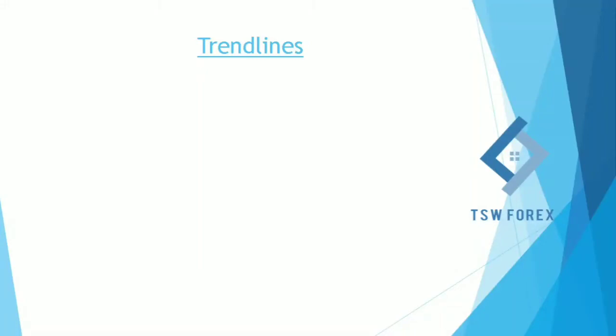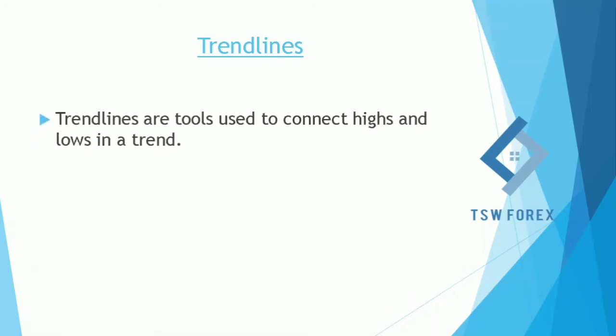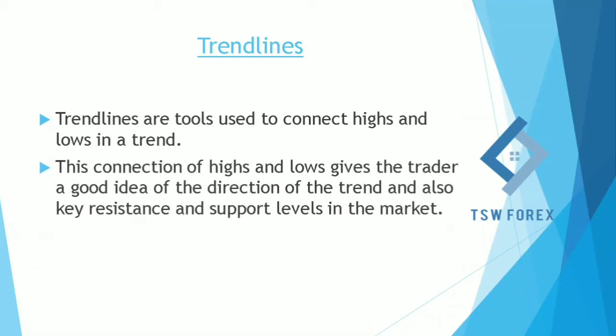Okay, so let's talk about trend lines now. Trend lines are tools used to connect the highs and the lows, and we just go on the chart and identify the highs and the lows. Now we're going to use trend lines to connect them. This connection of highs and lows gives the trader a good idea of the direction of the trend and also key resistance and support levels in the market.